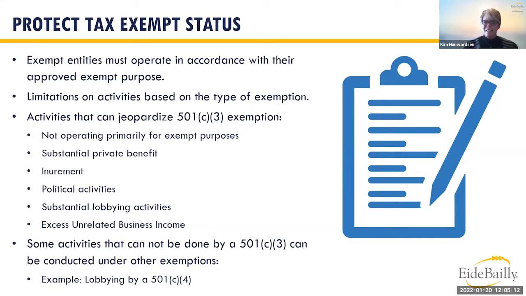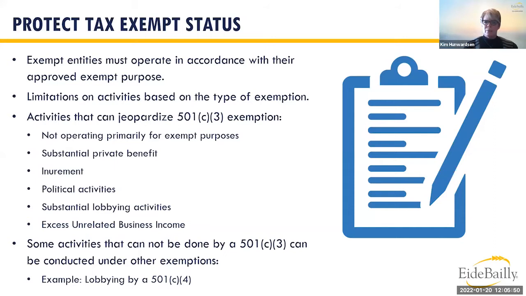The different types of entities have different types of restrictions. Now, most entities that we tend to work with are 501(c)(3)s. So the types of things that can jeopardize that 501(c)(3) structure or exemption that might trigger us to think about doing something different would be not operating primarily for an exempt purpose. So if an entity starts to do activities that are unrelated to its exempt purpose, that can impact their tax exempt status. And that's a common situation where we would suggest looking at another organization to conduct those activities.